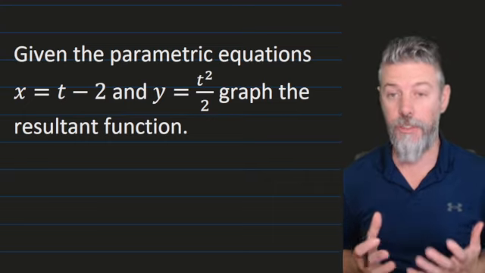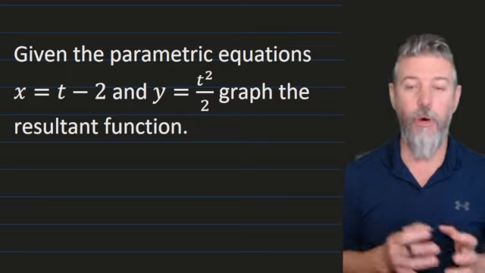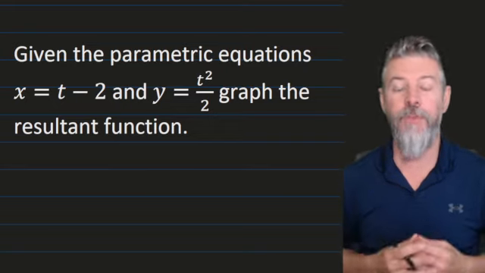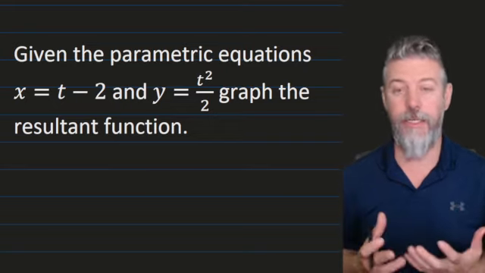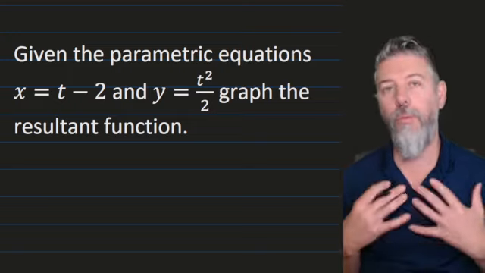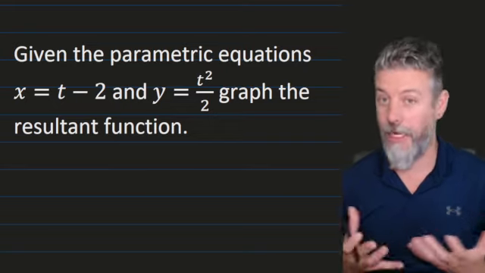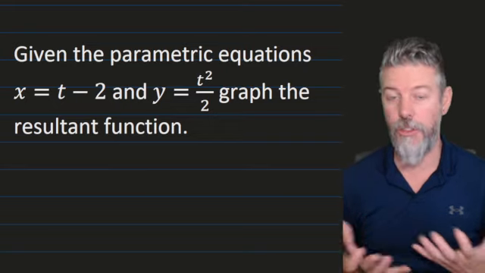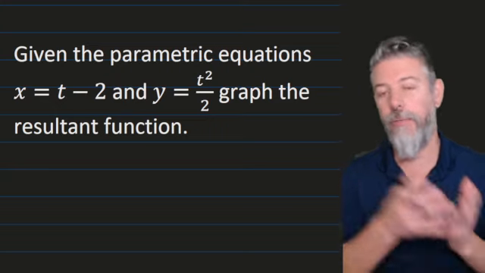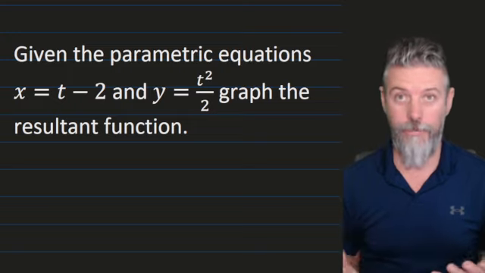We're not used to seeing things like this. We're not used to seeing x in terms of t and y in terms of t. We're just used to seeing y in terms of x. Now we can do that, and that's what's required of us in this question. The way we can do it is essentially like simultaneous equations, using the substitution method. We can make t the subject in one of them, substitute it into the other one, and then go ahead and graph the function.